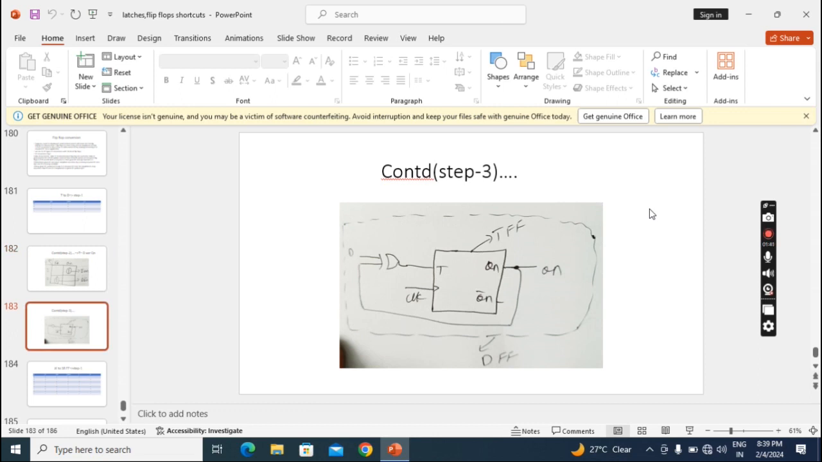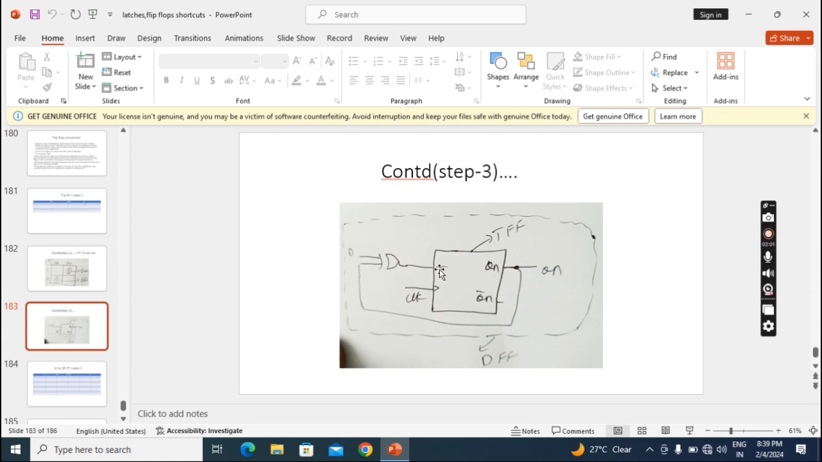Now in the third step, what we have to do, we have to take the given flip-flop symbol. What is the given flip-flop? T. It will contain T, clock, Qn, Qn bar. I told we have to assume present state and its bar as outputs of given flip-flop. Okay.